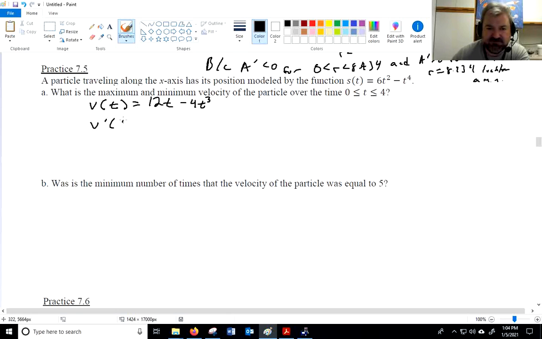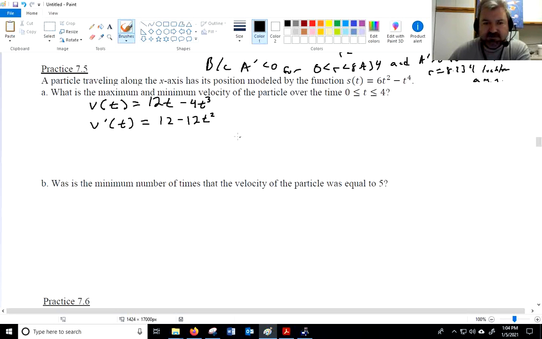I'll just call it v prime since I'm focusing on v. I like to call the derivative of velocity v prime when I'm trying to find something out about velocity. If I'm trying to find something out about acceleration, I'll call it acceleration. But you can do whatever you prefer.